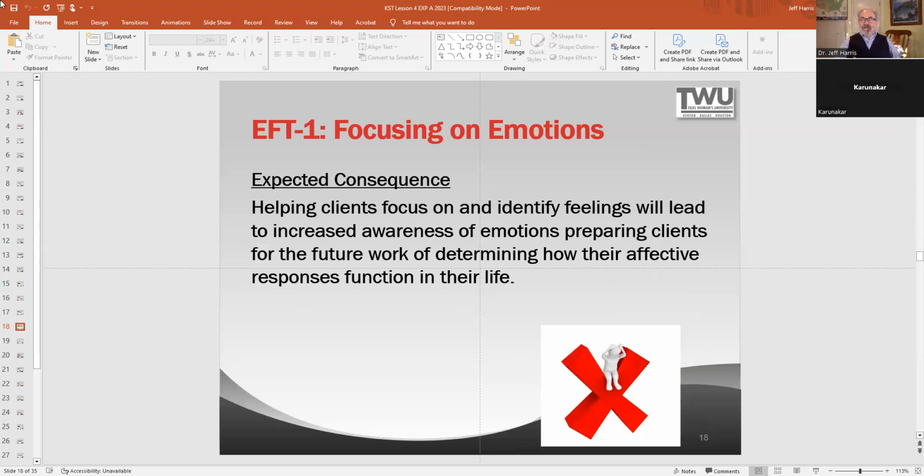So the consequence of focusing on emotion is that helping clients focus on and identify feelings will lead to increased awareness of emotions, preparing clients for the future work of determining how their affective responses function in their life.